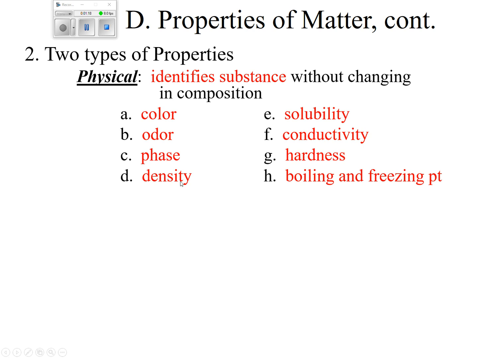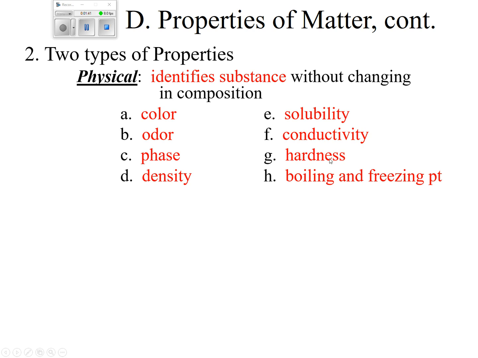Aluminum has a density of 2.7. Water has a density of 1.0. Each density is a characteristic property that helps you identify what the substance is. If you know its solubility, you might be able to figure out what the substance is. If you know it's conductive, you know it's a metal. If it's not conductive, it's a non-metal. So these characteristics can help you identify the substance.